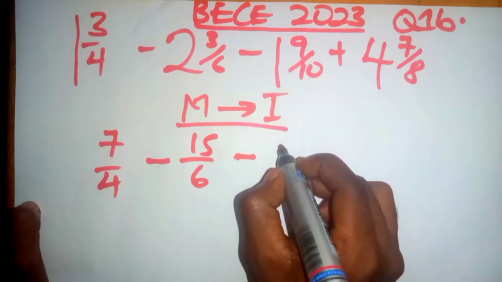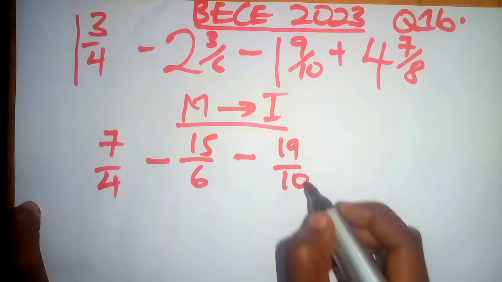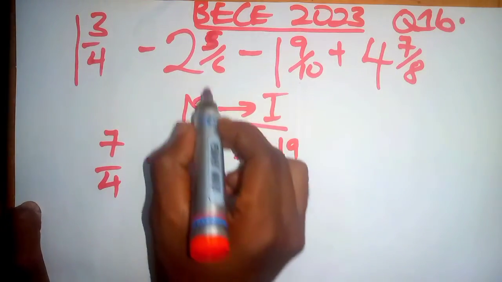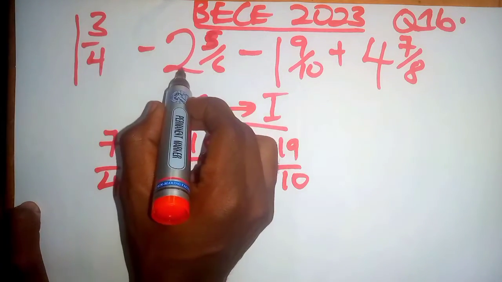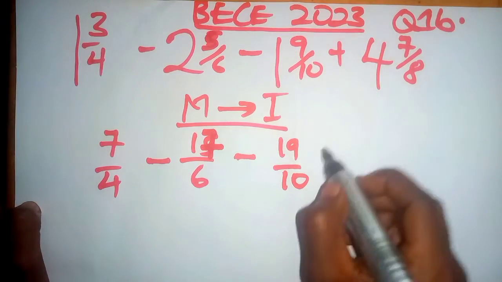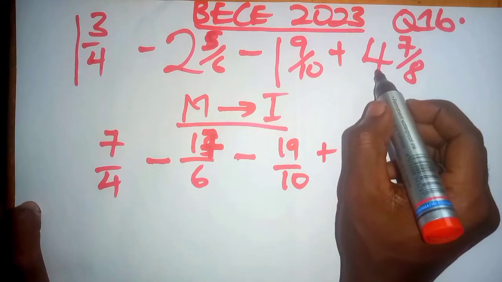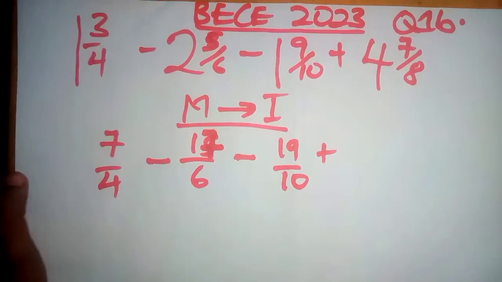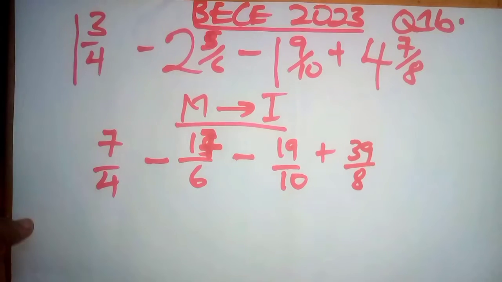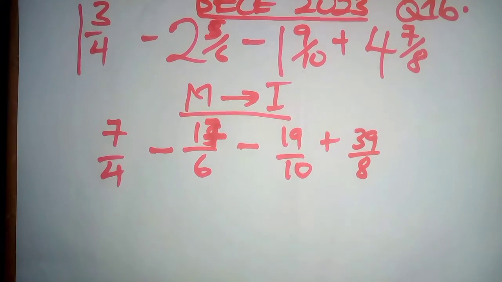Then we have 10 multiplied by 1 plus 9, we have 19 over 10. And then this is 5, so let me change it to 5. So we have 6 times 2 is 12, plus 5, so that we can have 17 over 6. Then we have plus 8 times 4 is 32, 32 plus 7 is 39 over 8, right? So you can see that we have everything in improper fraction form.